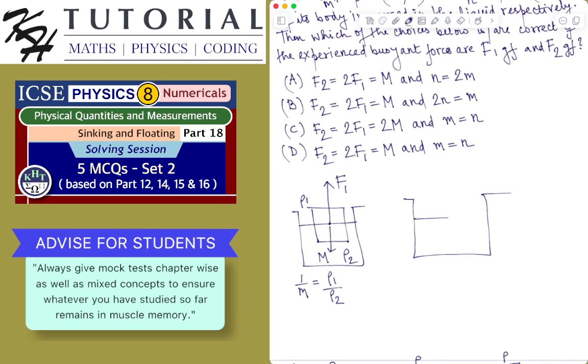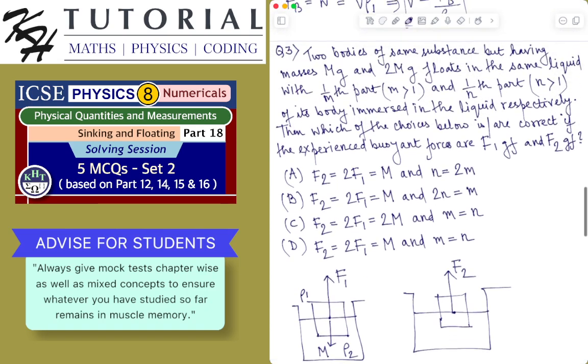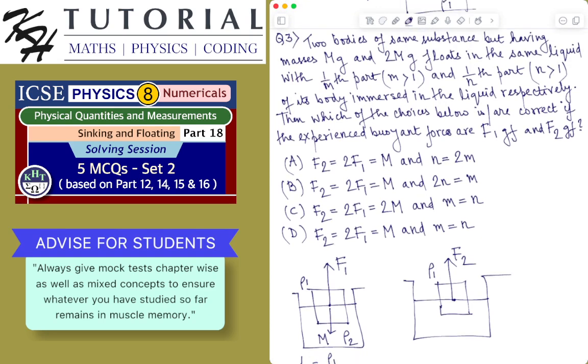For the second scenario, the body is floating. The buoyant force is given to be F2 gram force. The density of the body will be rho 1 only, because both the bodies are of the same substance and they are immersed in the same liquid. So the density of the liquid is rho 2, and for this body the weight will be twice m, that is twice m gram force.